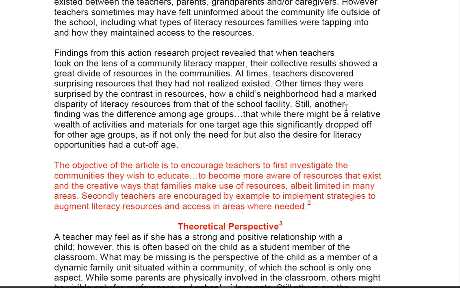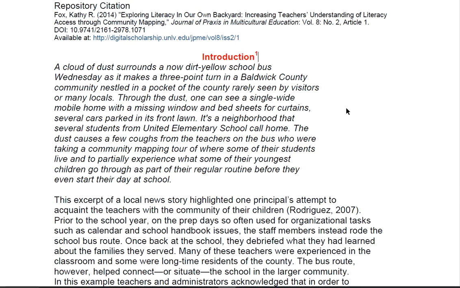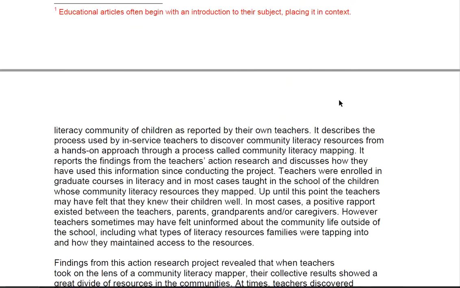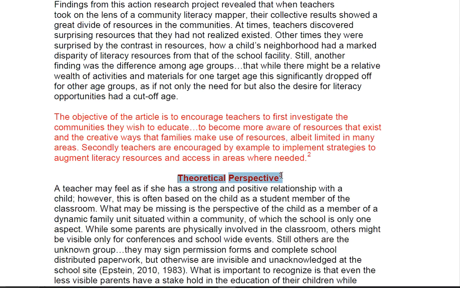So you kind of go down to, and what's helpful in a lot of these scholarly articles is you'll have sections called introduction, right? You'll have a section called theoretical perspectives, a section called discussion. So that makes it a little easier to go through and find the information you need. So what we're going to do is see the objective of this article is to encourage teachers to first investigate the communities they wish to educate, become more aware of what resources are there. And they're also encouraged to implement strategies to augment those literacy resources that are available.